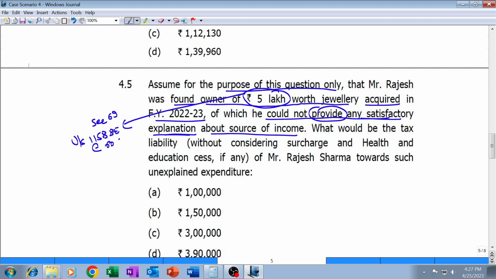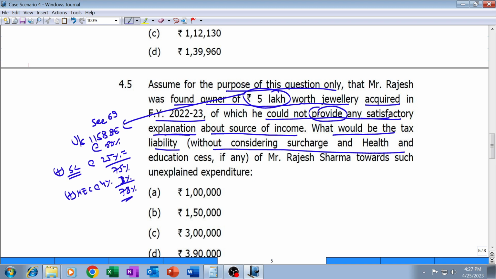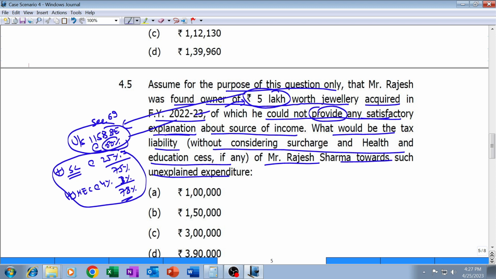Here there is a flat tax rate of 60% plus compulsory surcharge at the rate of 25%. 25% of 60% will be 15%. Total will be 75%, plus health and education cess at the rate of 4%. Surcharge here will be mandatory, and that too at 25% rate. 4% of 75% will be 3%, and accordingly the effective tax rate will be 78%. However, what would be the tax liability without considering surcharge and health and education cess? If you ignore them, the tax liability will be 60% of 5 lakh rupees of Mr. Rajesh Sharma towards such unexplained expenditure. 5 lakh into 60% will be 3 lakhs.